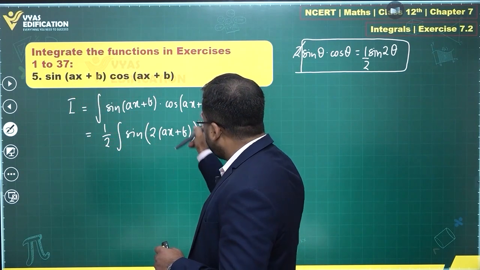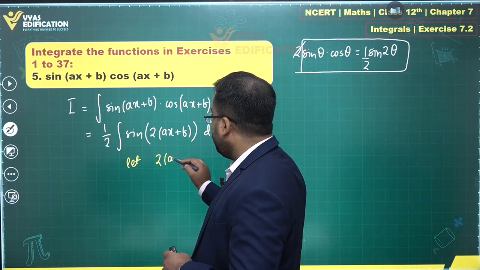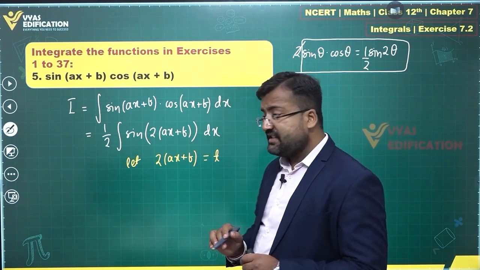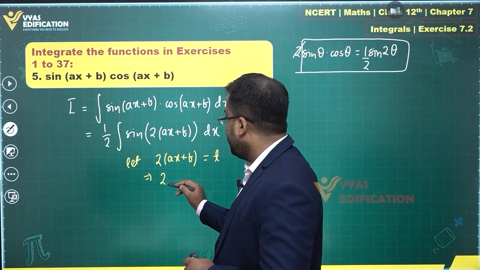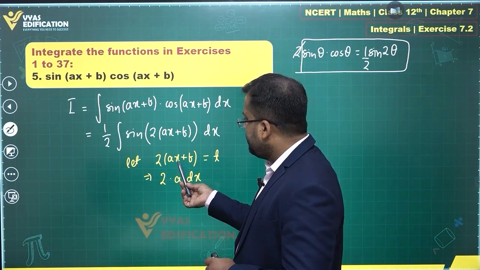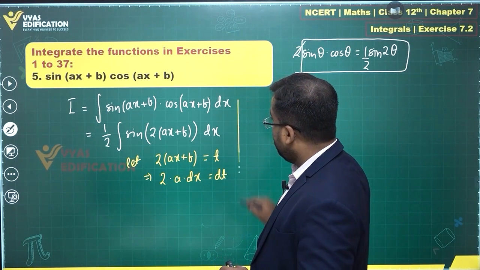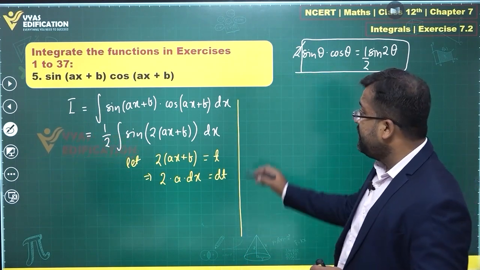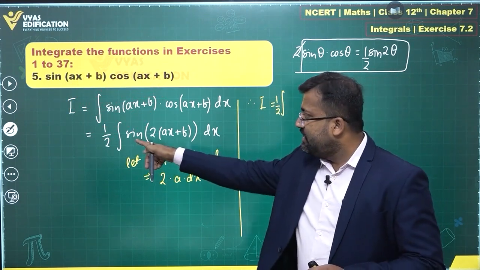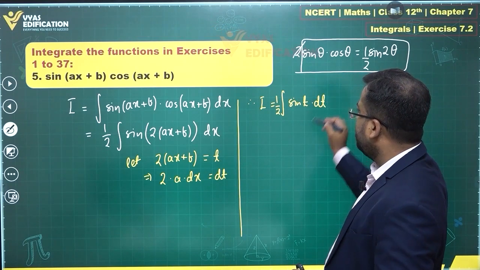So this huge complicated expression is creating a problem. Let 2 times ax plus b be equal to a new variable t. If you write it as this, then this tells me, okay, 2 times a times dx is what remains. 2a dx, 2b the derivative is 0, this is equal to dt. So therefore I will be equal to integral, there is a half outside, sine of this whole expression which is sine of t dt. Yes, this is what you will get.